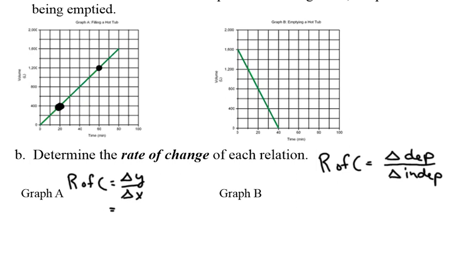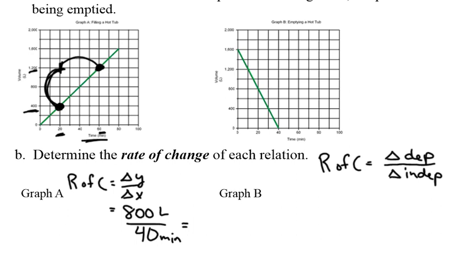If I want to go from that point to that point, what's the change in my y values? I take a look. We went from 400 up to 1200. That's a change of 800. So 800 liters are changing over the change in our x values. Well, we're going from here, which is 20, to here, which is 60. So 20 to 60 is a change in 40 minutes. So we talked about 800 liters every 40 minutes is the change.